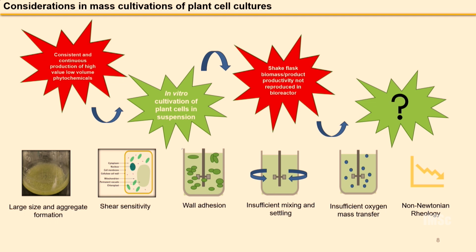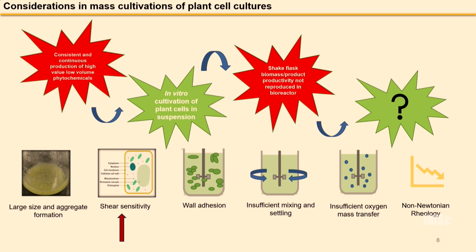There are a lot of specific characteristics for plant cell culture. First of all, the plant cell cultures are large in size and they have aggregate formation capabilities. They are shear sensitive, and since they have large size, they have the possibility to adhere to the bioreactor parts, and there is a problem of insufficient mixing and settling of the cells. Because of all this there is insufficient oxygen mass transfer, and there is also a non-Newtonian rheology.